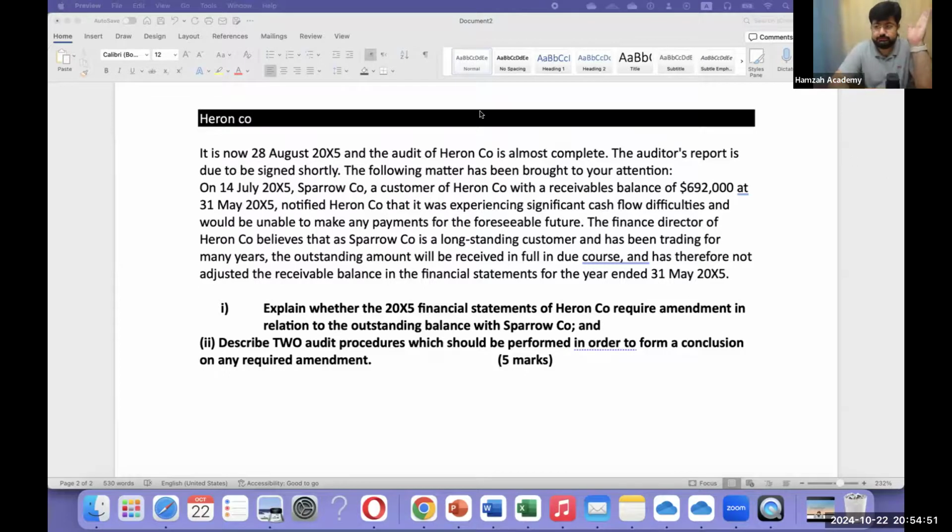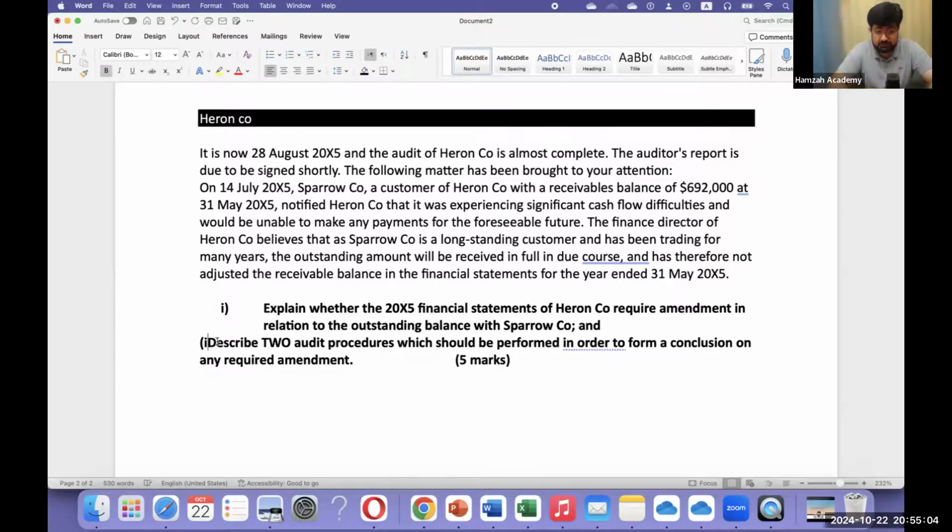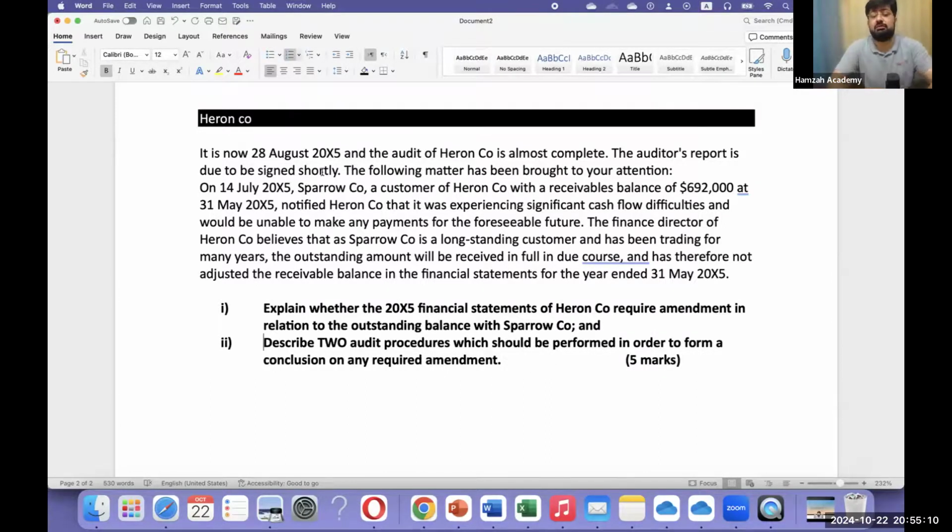The same approach. It is now 28th July, August 20x5, and the audit of Heron Company is almost complete. The auditor's report is to be signed shortly. The following matters have been brought to your attention.